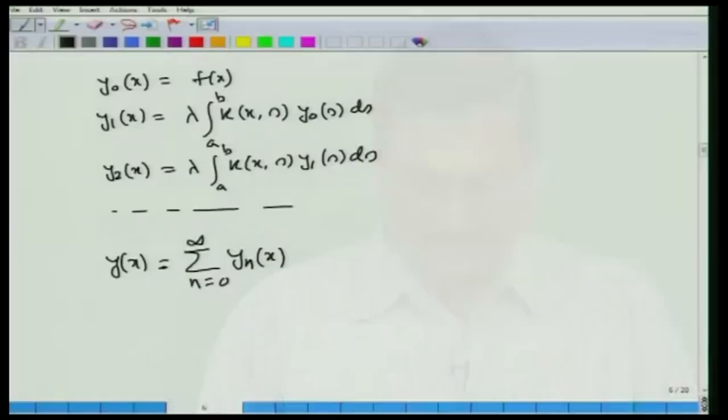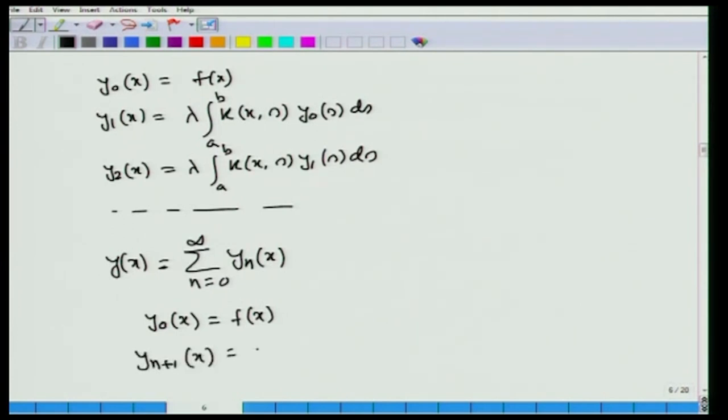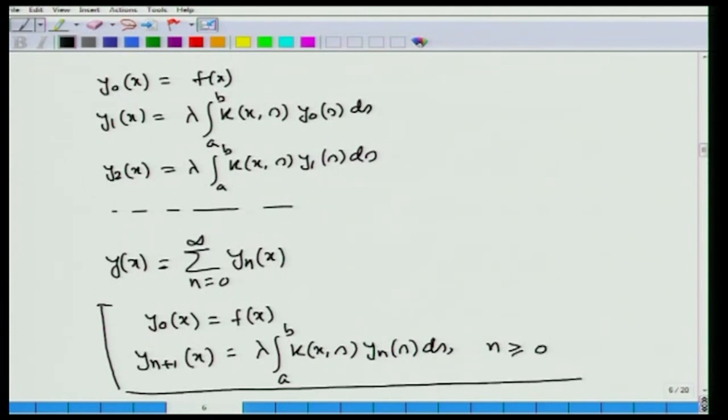And so, the concise recursive scheme is that we can calculate y 0 x by equating it with f x, and then successive iterates, that is y n plus 1 x equal to lambda integral a to b k of x comma s y n s d s, and this result is valid for n greater than or equal to 0. So, this is the scheme, that is the Adomian decomposition method to solve the Fredholm integral equation of the second kind. Of course, it is a non-homogeneous equation.